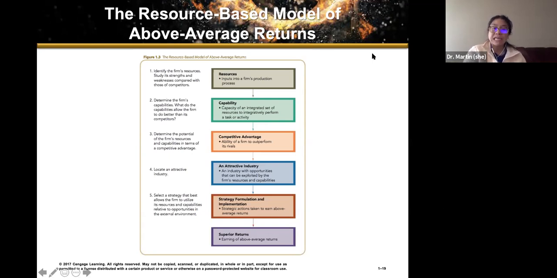Okay. Is the industry attractive? So, industries with opportunities that can be exploited by the firm's resources and capabilities. So you don't want to go into an industry where you don't have the resources and capabilities to compete. Okay, and strategy formulation and implementation. So, strategic actions taken to earn above average returns and superior returns. So you create earnings of above average returns.